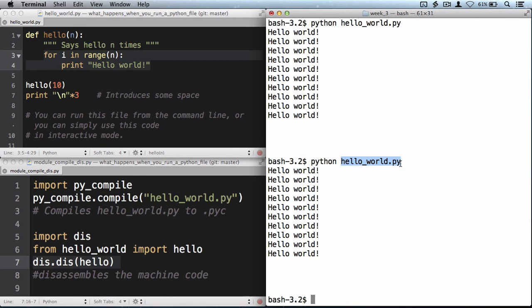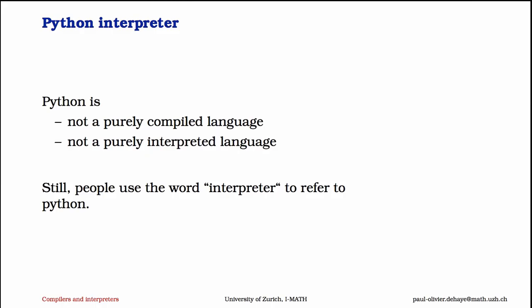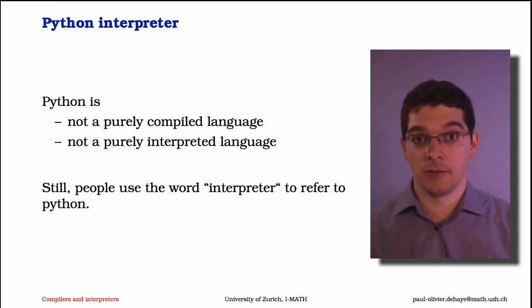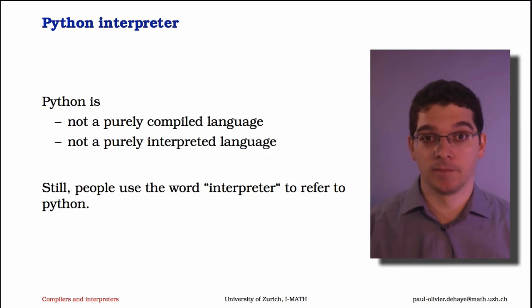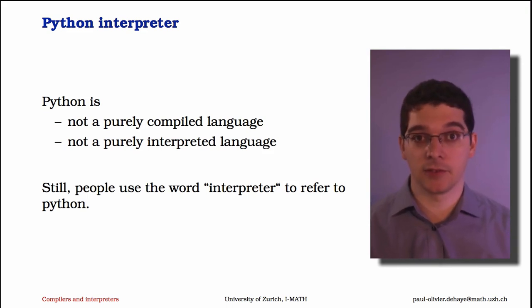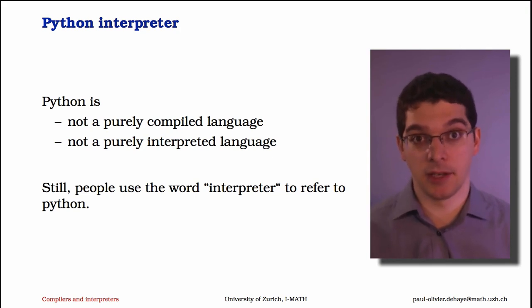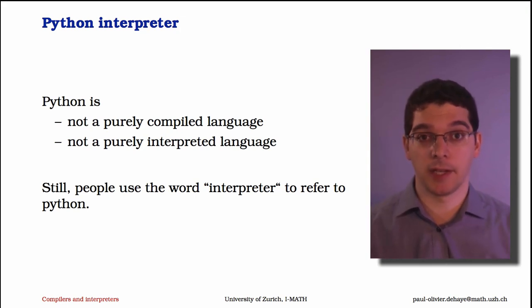So that was meant to illustrate a little bit of what's happening behind the scenes when you execute a Python program. So what about Python? Is Python an interpreted or a compiled language? Well, the answer is that it's neither of the two. You can also have mixed behaviors where you go through some compiling steps and some interpretation steps. And that's what Python does.